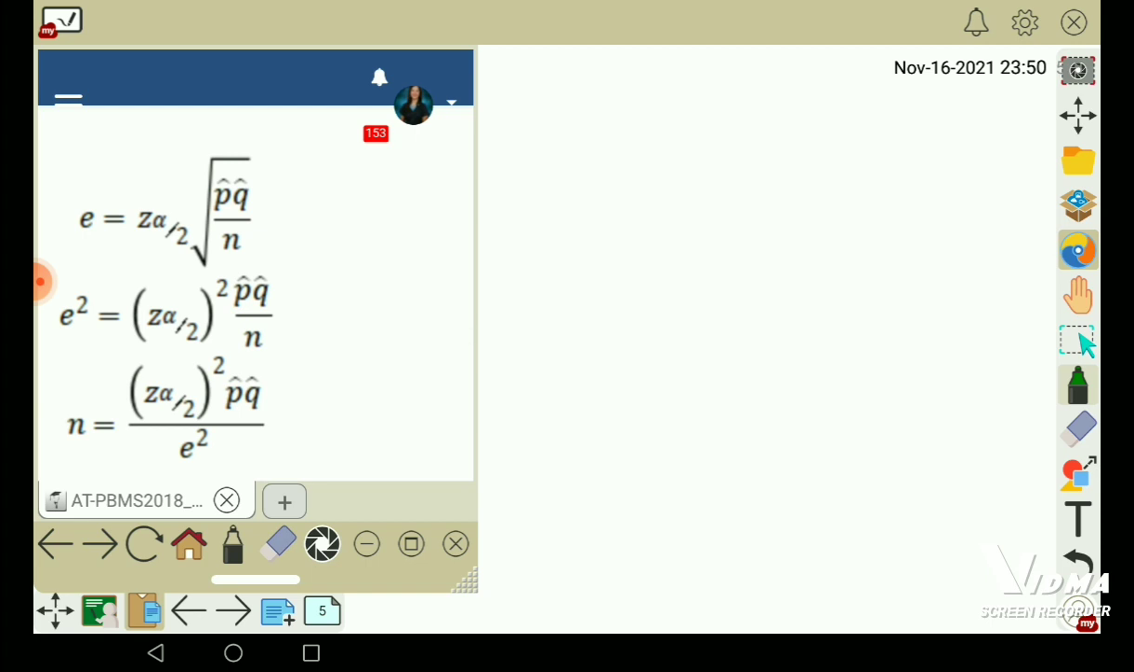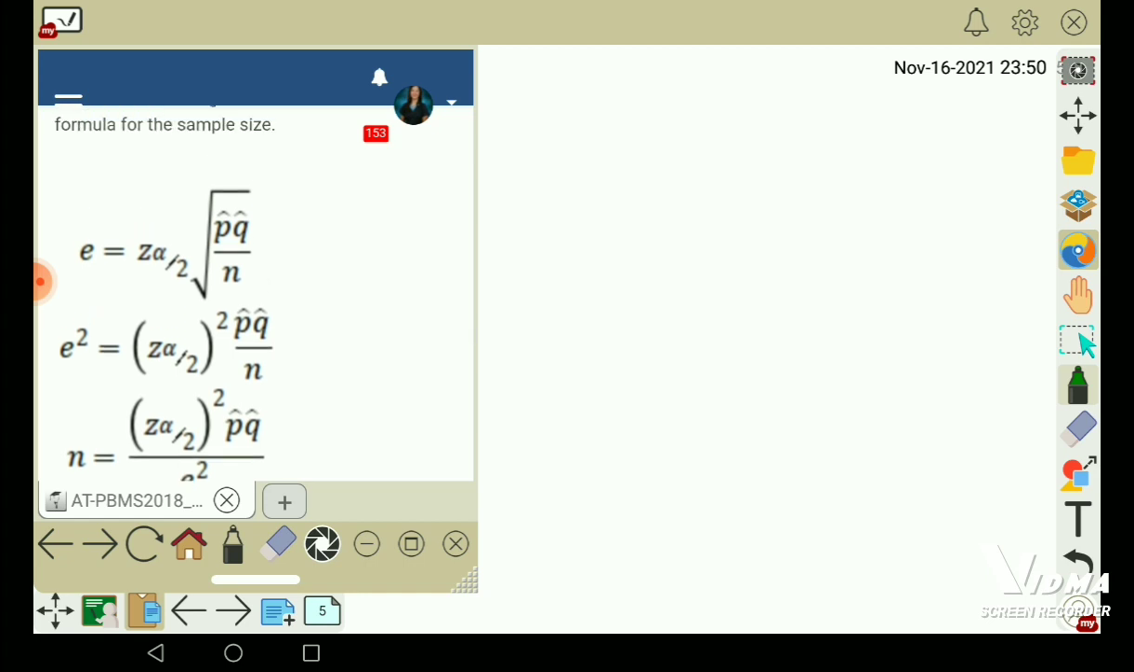Okay, so in our lesson 7, we also compute the sample size using your margin of error. Now, as you can see, we have margin of error is equal to z sub alpha over 2 times the square root of p hat q hat over n. What we are going to do is just simply square it. Okay, if we are going to square it on both sides. Okay, so square this one.